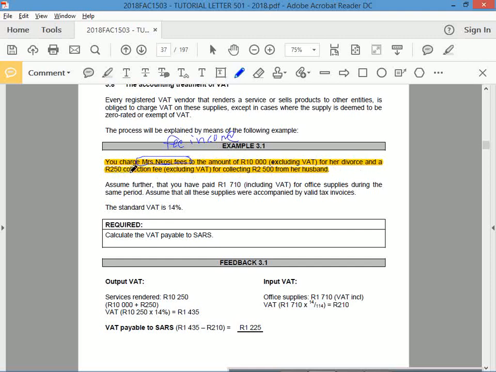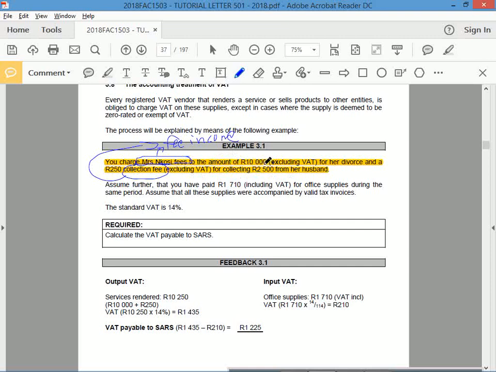For her divorce, and a 250 Rand collection fee, excluding VAT, for collecting 2,500 from her husband. So obviously you've got this and you've got that. You've got two forms of fee income. You charge her as your client and you charge her a collection fee for collecting the money from her ex-husband.